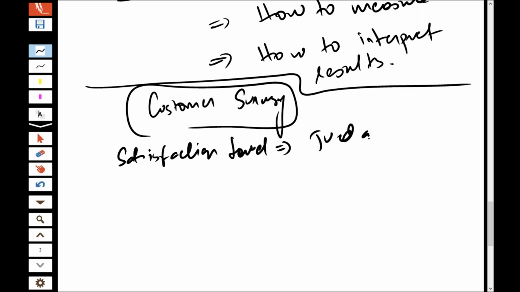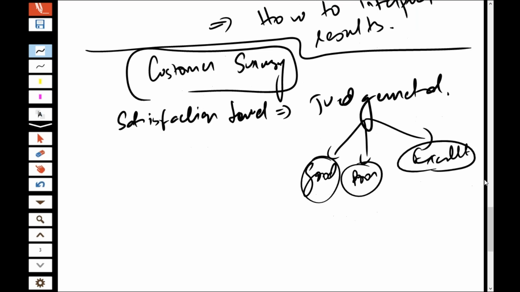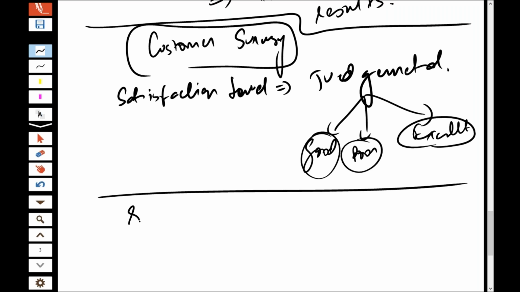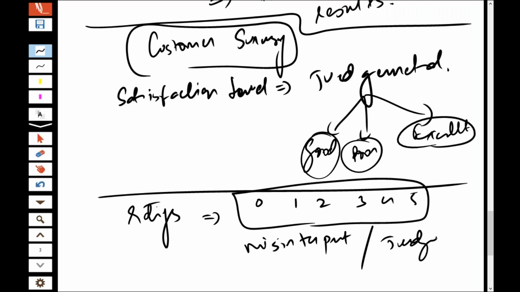It is judgmental. Every customer would have a different satisfaction level. Few of the customers would say good to everything. Few of the customers would say poor to everything. Few of the customers would say excellent to everything. So there is a judgment involved. The second thing is that at times we give them ratings like 0, 1, 2, 3, 4, 5, so maybe they could misinterpret it. Maybe there is too much judgment involved.